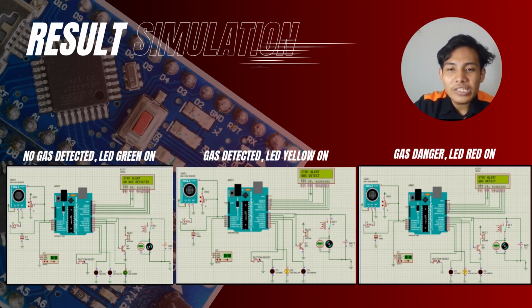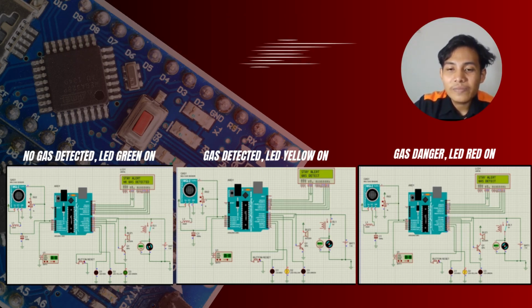For the second condition, gas is detected, and the yellow LED is on. And the third condition is gas danger, with the red LED on. For this condition, the red LED is on, the motor is on, and the buzzer is on. On the LCD screen, it will say, stay alert, gas danger.